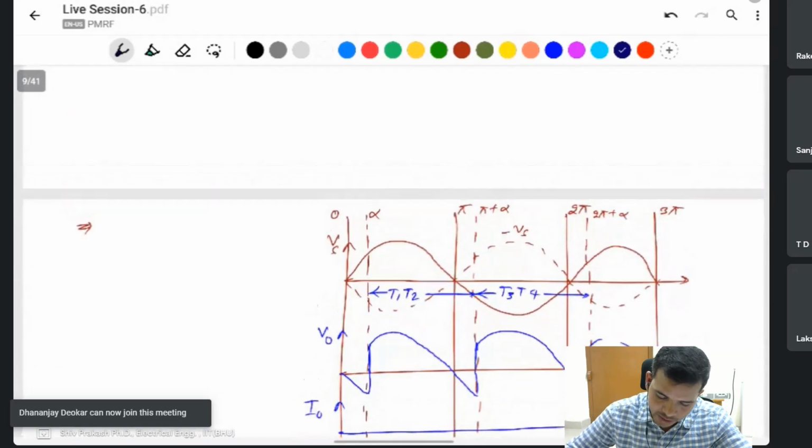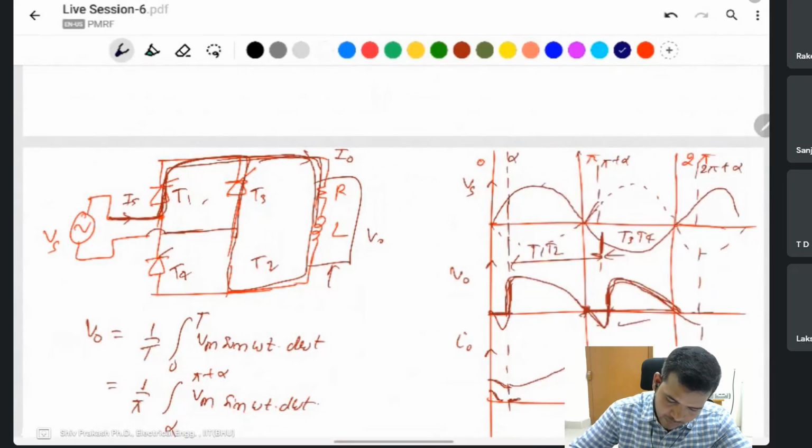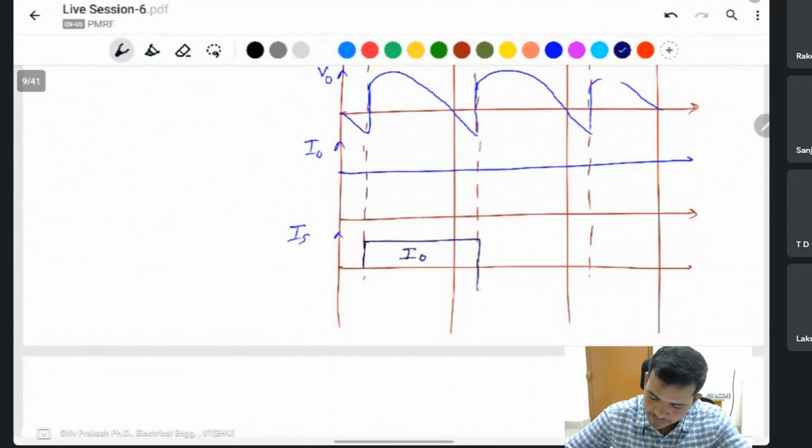Now T1, T2 will turn off. Then what happens when T3 and T4 turn on? The current flows like this in the negative direction. When T3 and T4 are on, IS is in the negative direction. The same is on 0, alpha, pi plus alpha, 2 pi plus alpha.